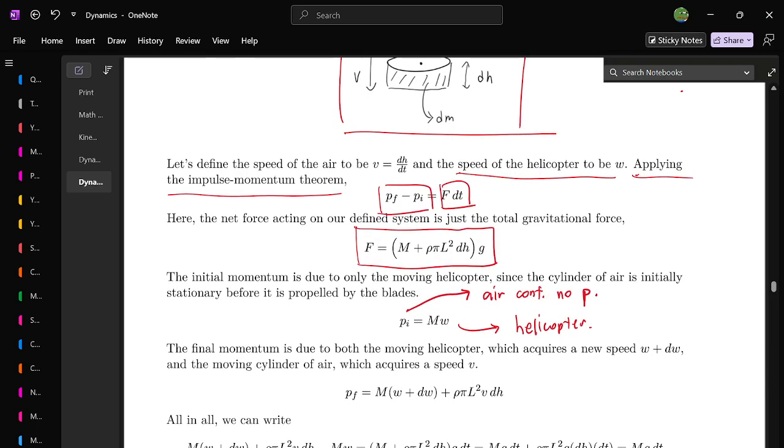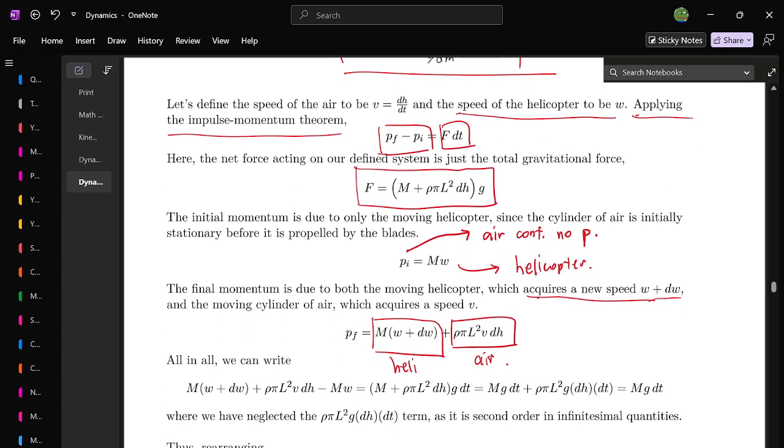Now your final momentum, what happens? Okay, your helicopter now has a new speed. Let's call the new speed w plus dw. So this is your helicopter. But now your air has a speed because it's being pushed and it's sent to a speed of v. So this is your air. And that's your final momentum.